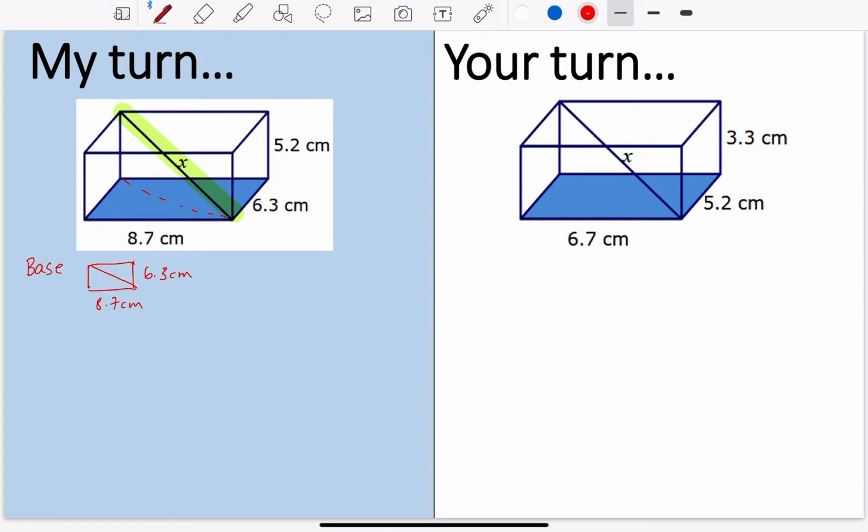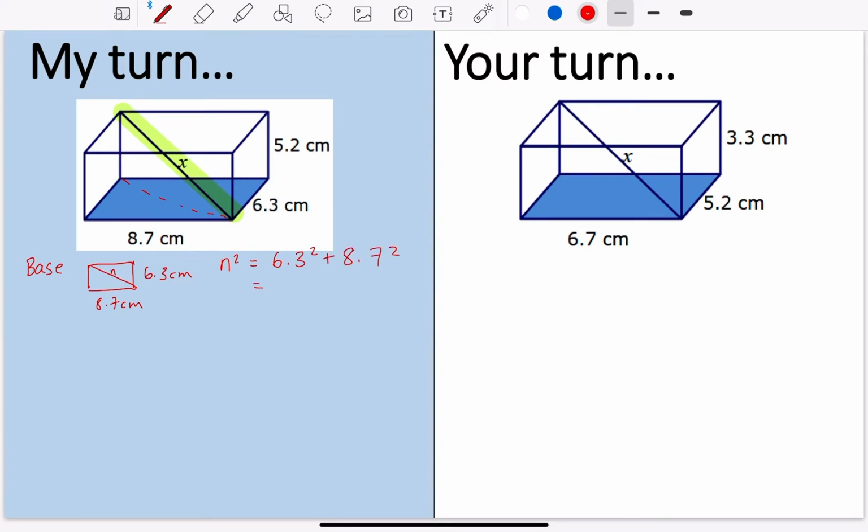So I'm going to label this length n that I'm looking for just to make my workings a little bit neater. Now, using Pythagoras, I know n squared is equal to the other two sides, because n is existing as the hypotenuse, opposite the right angle, but also the longest length. So n squared is equal to 6.3 squared add 8.7 squared.